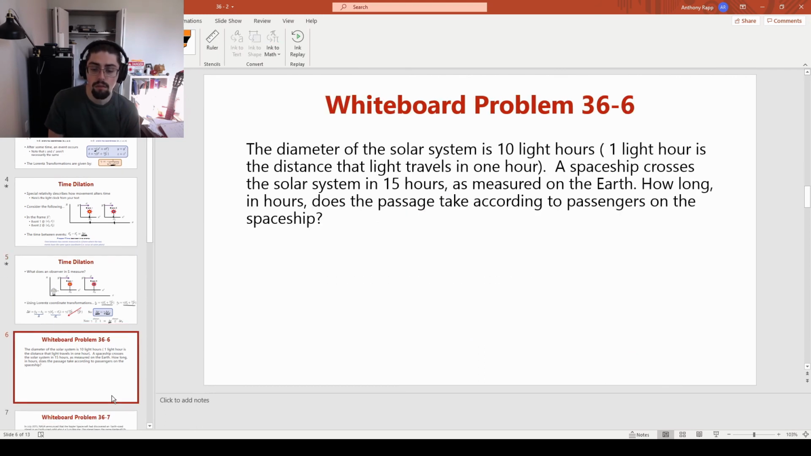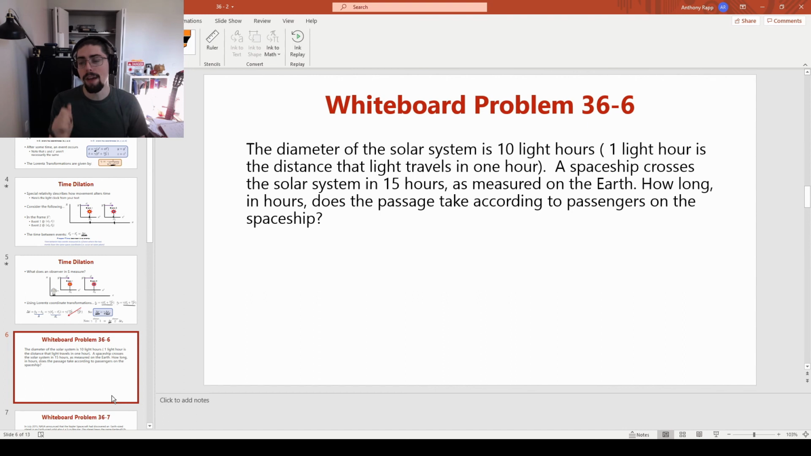So I want to try this on a whiteboard problem here. Say the diameter of the solar system is about 10 light hours, right? That's roughly to get from one end to the other before we start getting down into empty space again. So let's say that a spaceship crosses the solar system in 15 hours as measured from Earth. So again, let's assume that Earth is stationary for just a little bit, relative to this rocket at least, right? 10 light hours, that's a pretty far distance.